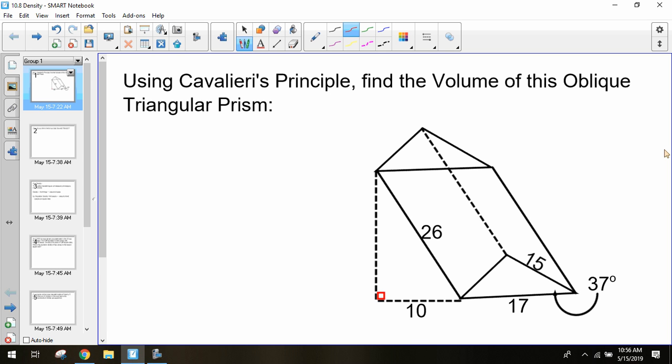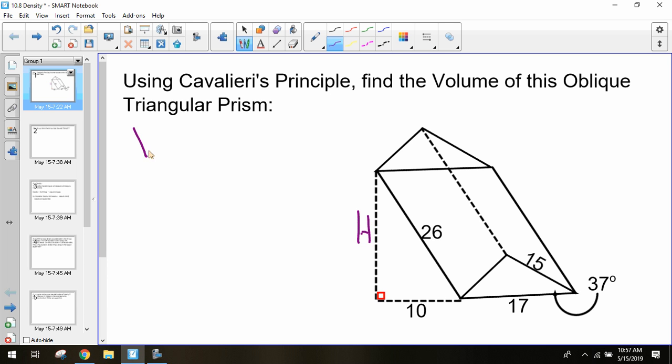Exciting. So looking at this prism, using Cavalieri's principle, we want to find the volume of this oblique triangular prism. What are some things you notice? They don't give you the height. Right, they don't give us the height of our prism.